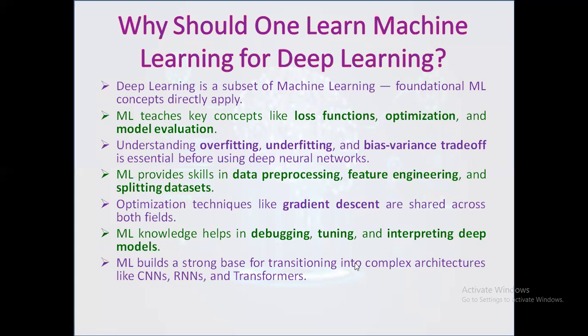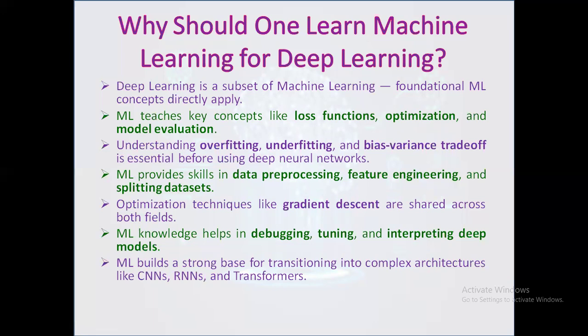Next, a very important point: why we should learn machine learning for deep learning. Deep learning is a subset of machine learning. It is a foundational machine learning concept directly. Deep learning is not a separate field, but a part of machine learning. So, to understand deep learning well, one must first be familiar with the core concepts of machine learning, because they form the base on which deep learning is built.